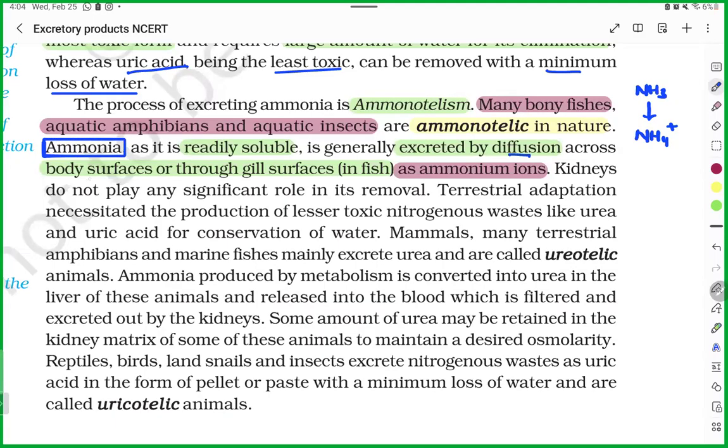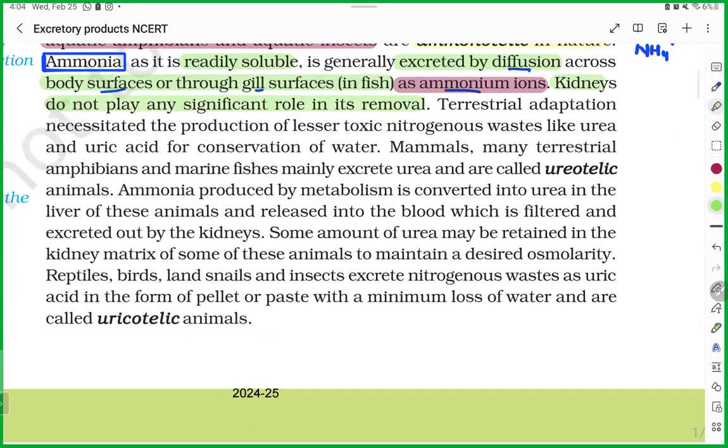And ammonia is removed either from the body surface or gill in the form of ammonium ion. The interesting part is that the kidney does not have any important role in the removal of it, because in the human kidney, the liver already converts ammonia into urea, and this cycle is known as the ornithine cycle.